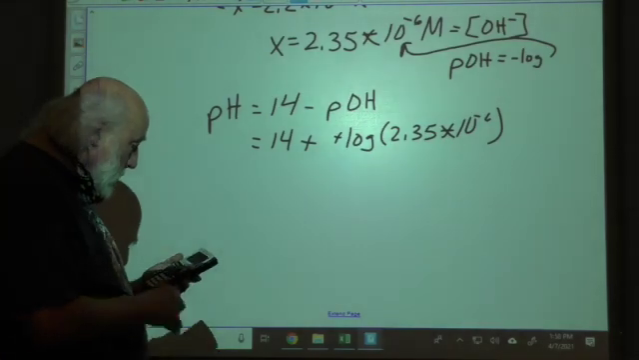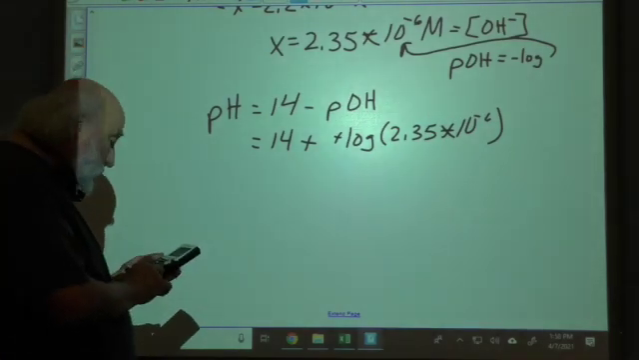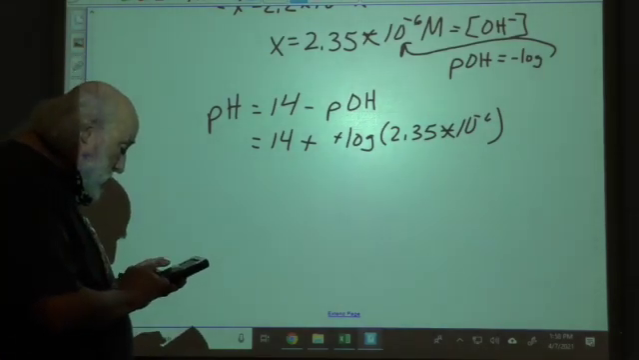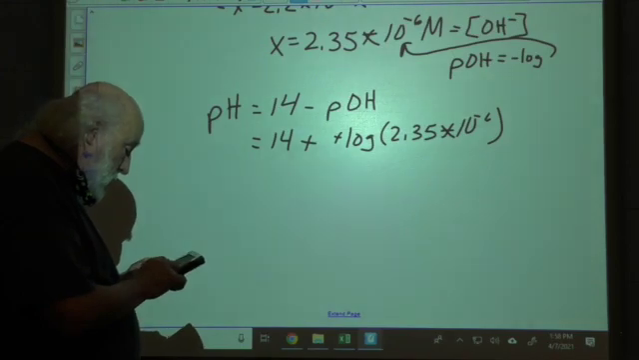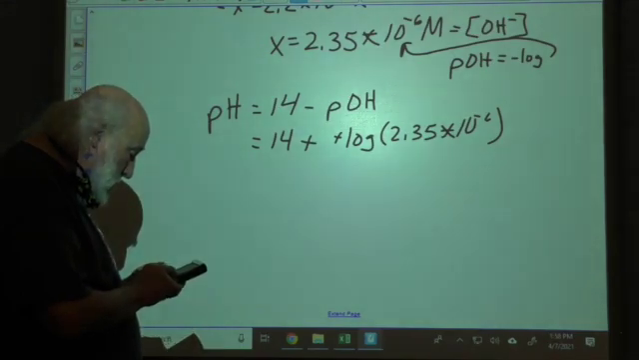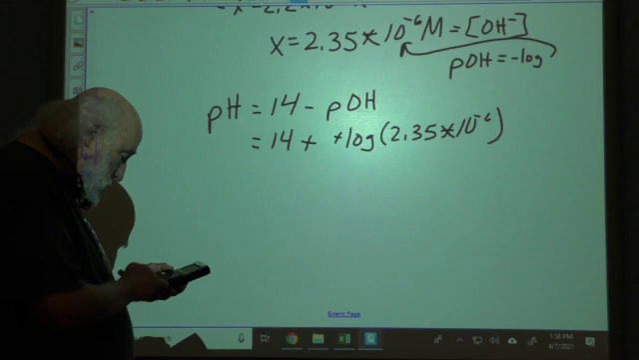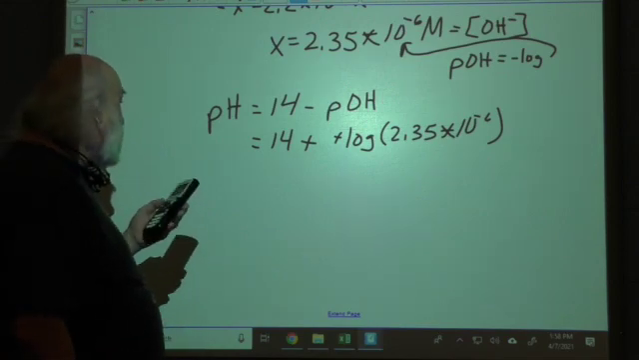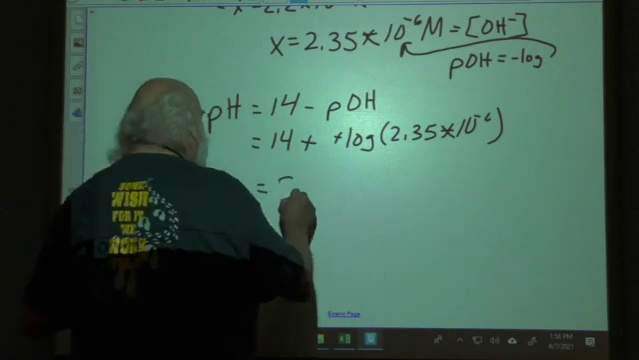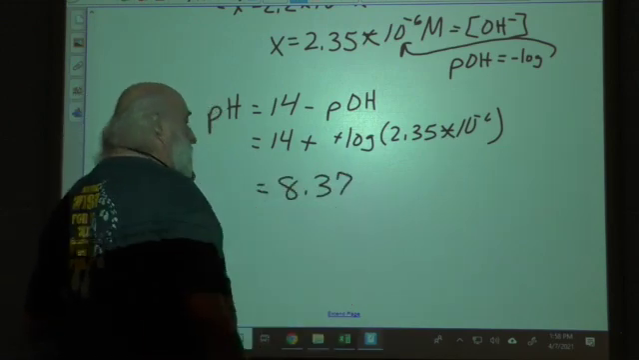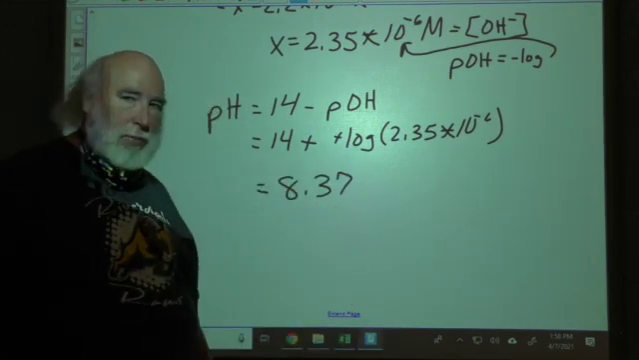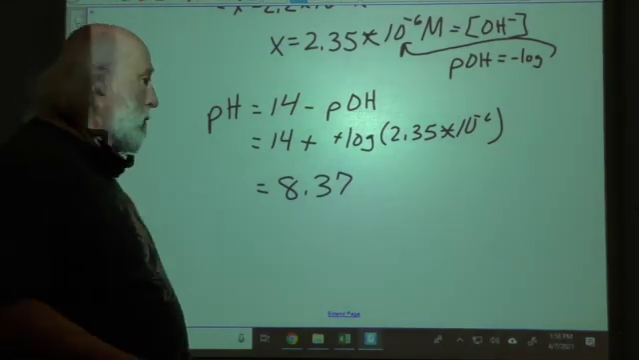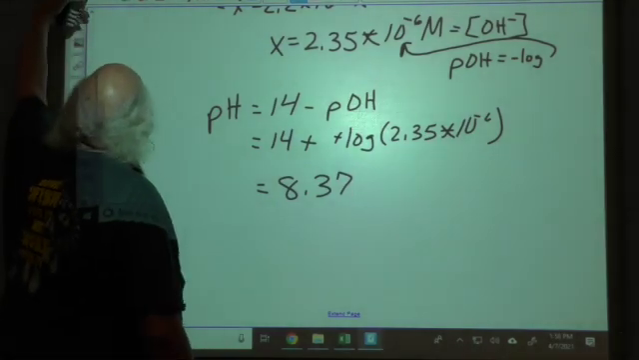And we get, it would help if I took the log of that instead of just putting in 2.35. So let's insert my log that I forgot, and let's get a real answer. Now we get 8.37. And look, it's greater than 7, just like I said it would be, because you have a basic solution. So we put 8.37 into the chart.